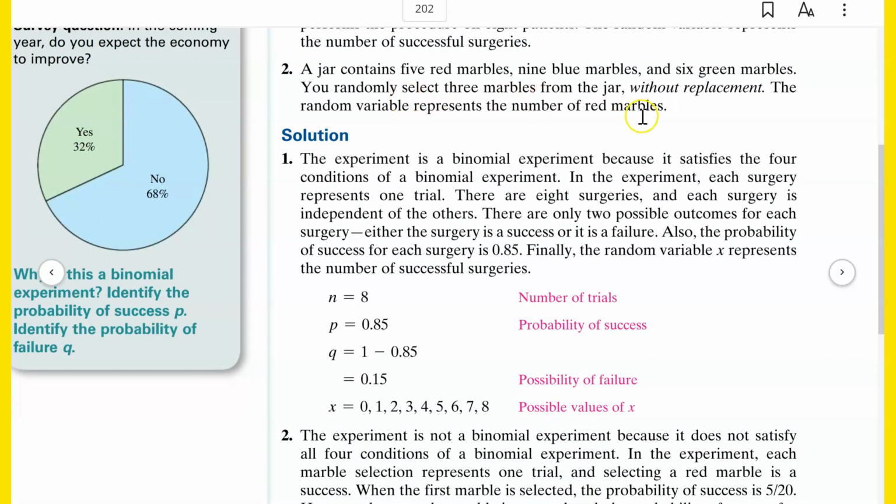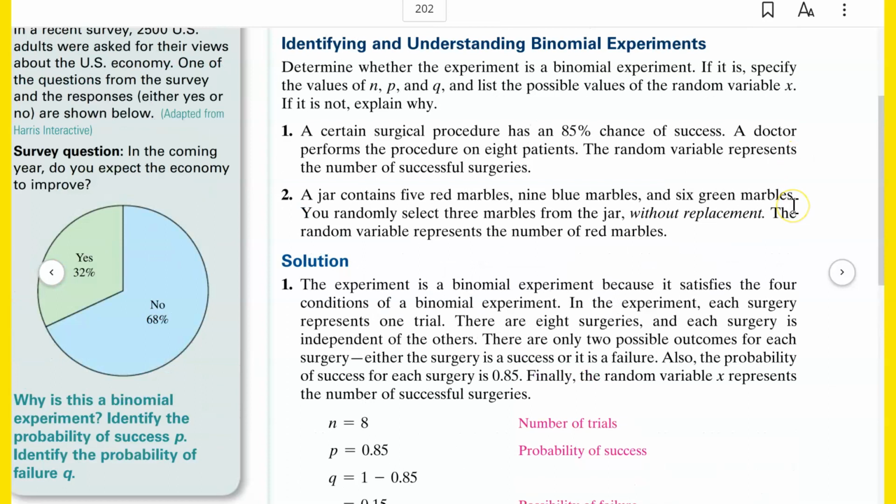All right, next one. A jar contains 5 red marbles, 9 blue marbles, 6 green marbles. You randomly select 3 marbles from the jar without replacement. The random variable represents the number of red marbles. So this is almost a binomial experiment. The reason it's not is because of these words in italics here, without replacement. That means that whatever your probability of selecting a red marble on the first choice was, because you didn't put that marble back, the probability of getting a red marble on the second choice is going to be different than it was on the first one.